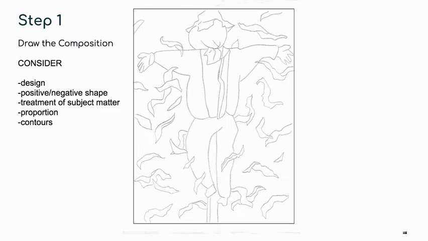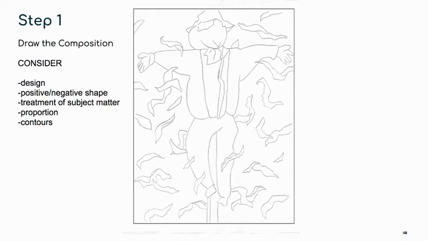Okay, so here's an example of what you would do in order to use a value plan to get going with an actual studio project. So step one, of course, is to actually plan the composition in a box, which we call the format, which means you're thinking about positive and negative shapes. So in this case, the scarecrow is the positive shape, and then all the space around the scarecrow is the negative shape, and it's filled with those corn husks, of course.